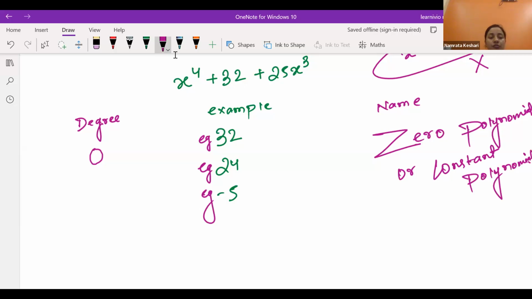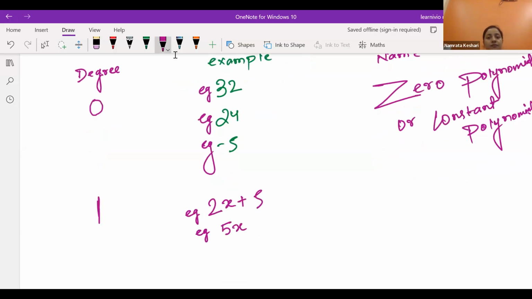When the degree of the polynomial is 1, for example, your polynomial will look like 2x plus 5 or maybe just 5x. Here you can see the highest power of x is 1, right? Yes. That is the degree of the polynomial, and according to the degree, the name is defined that it's called linear polynomial. So such polynomials where the degree is 1 are known as linear polynomials.